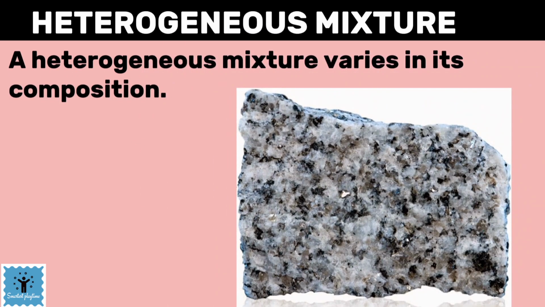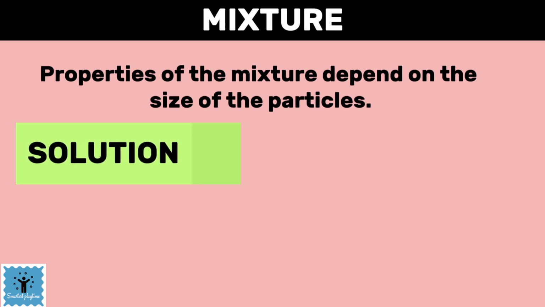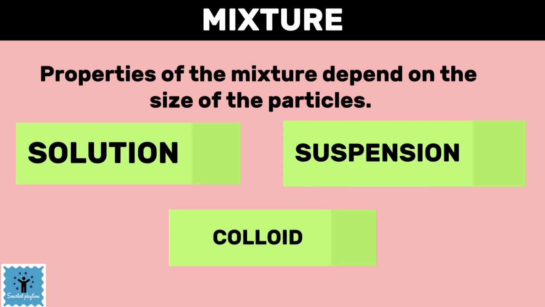For example, this rock. If you look carefully, the black color small particles, the black nuggets, are not distributed evenly throughout the rock. The properties of the mixture depends on the size of particles. So, based on the size of particles, we can divide the mixtures into three categories: solutions, suspensions, and colloids.